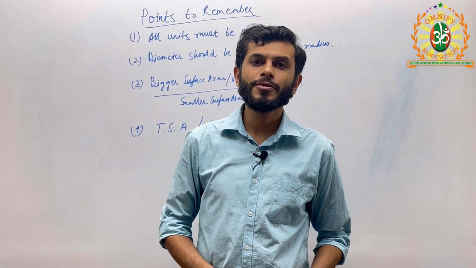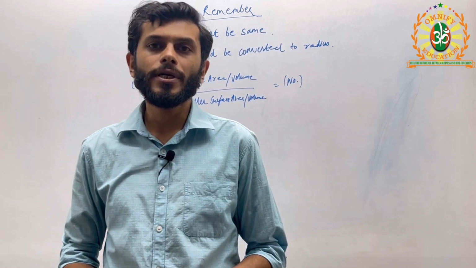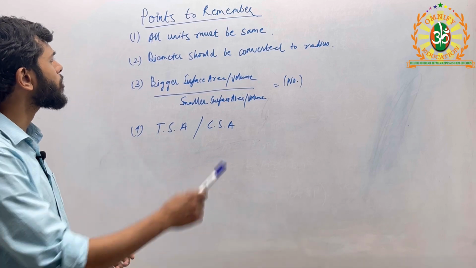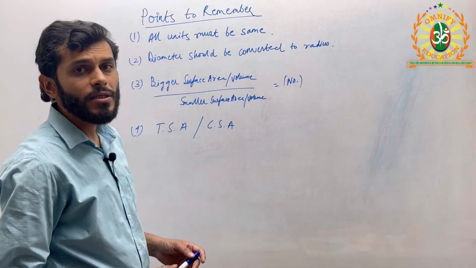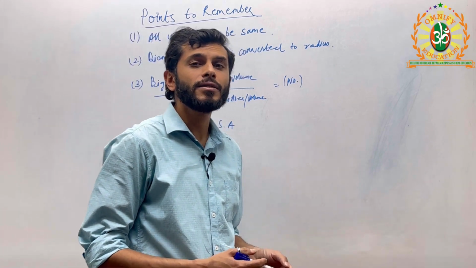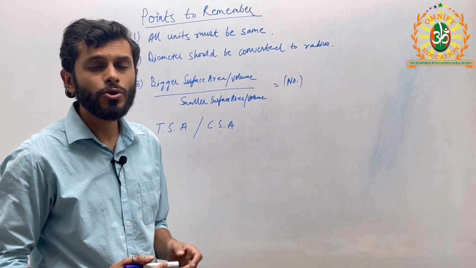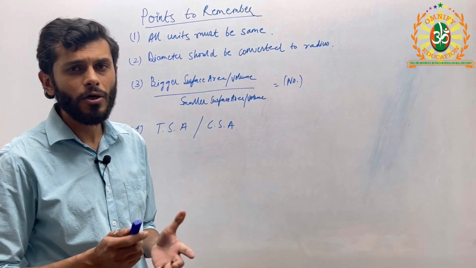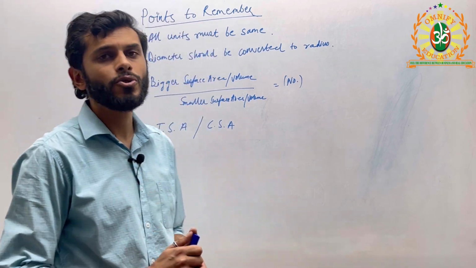So these were the questions based on the topic mensuration. Now let us discuss some important points to remember while solving these questions. The first is that all units must be the same, which means if a quantity is given in meters and some other quantity is given in centimeters, you have to convert either meter to centimeter or centimeter to meter, which is a common mistake done by the students. So please don't make that mistake.